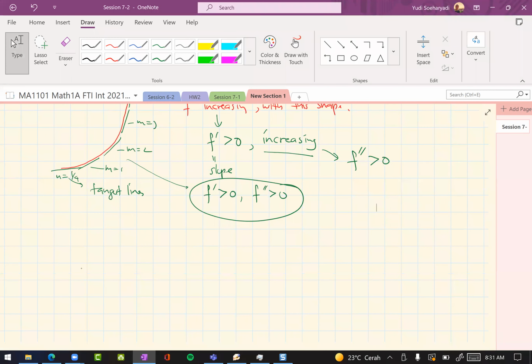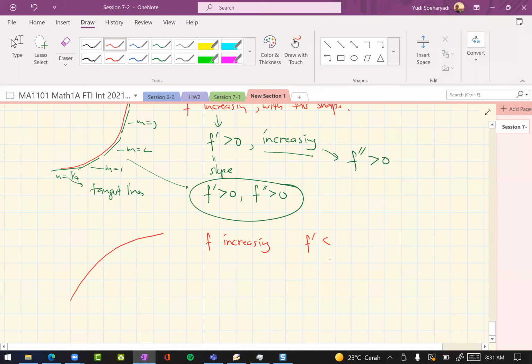All right, so let's do something like this. Oh, sorry. Like the red one. So here we have f is increasing, but with this shape. Because f is increasing, the first derivative is positive.